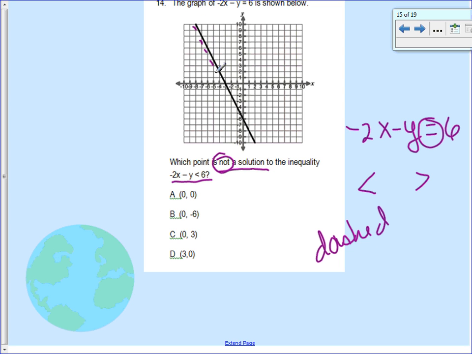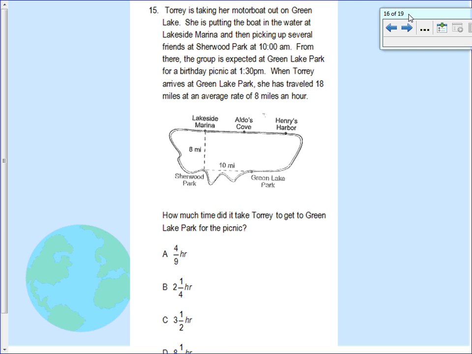So here's the inequality. They graphed it for you, okay? Which one of these is not a solution? 0, 0. That's a solution, so that's not an answer choice. What about 0, negative 6? Is it on the line? Yes. So that would be our answer choice, okay? Does that make sense? Yes.